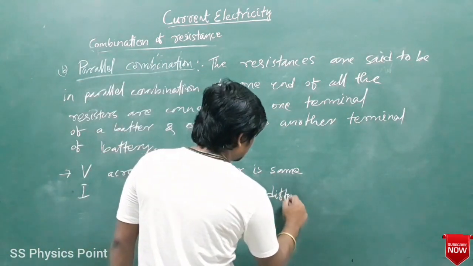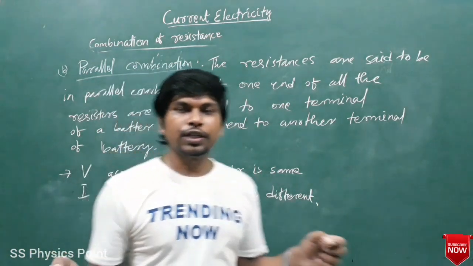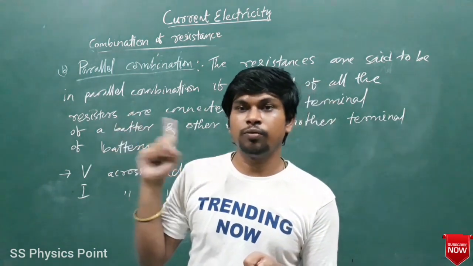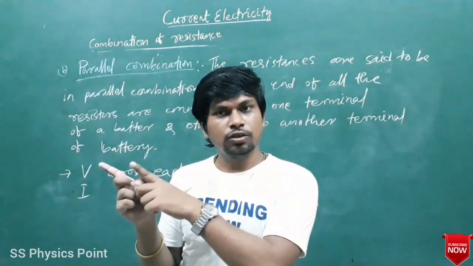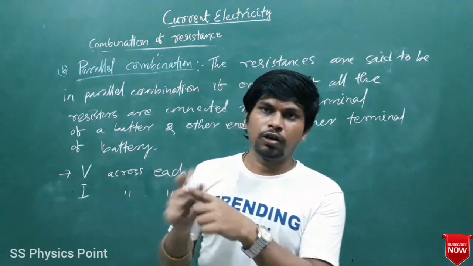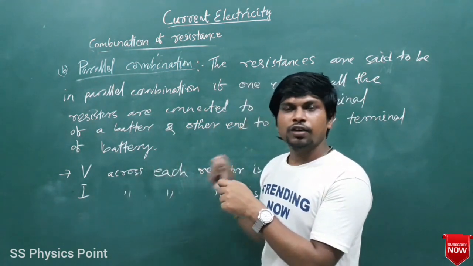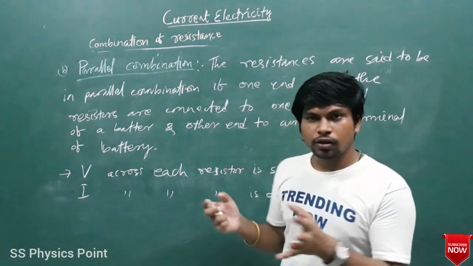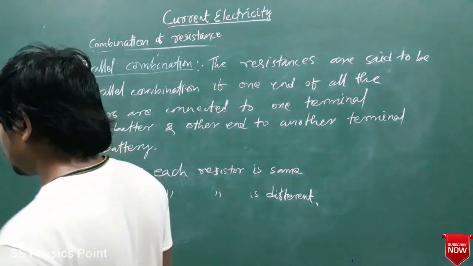Remember, this is the rule, that in parallel combination the potential across each resistor is same, but in series combination what was same? Current. Remember, don't confuse with that. In series combination current remains same, potential is different, but in parallel combination potential is same across each resistor, while the current is different across different resistors. So after that, just draw the circuit.